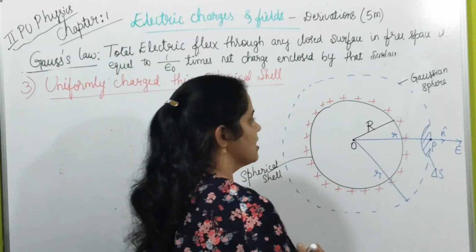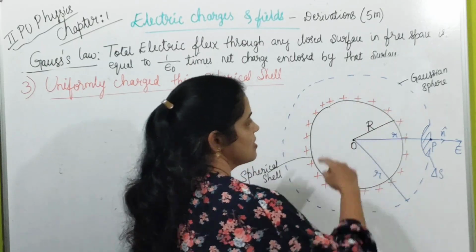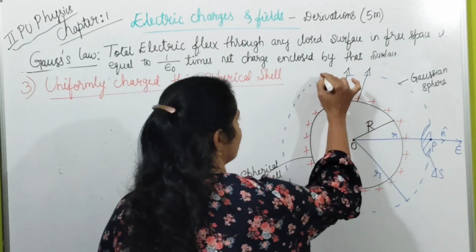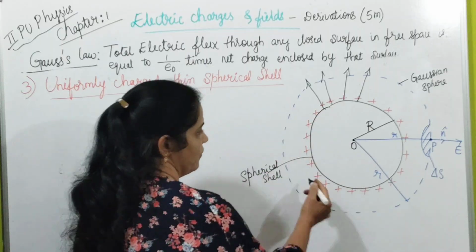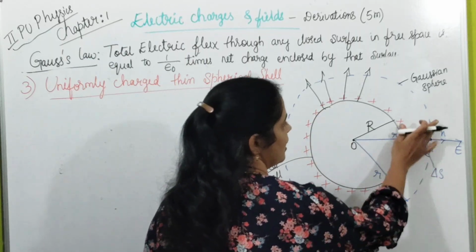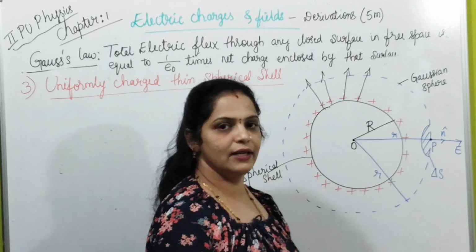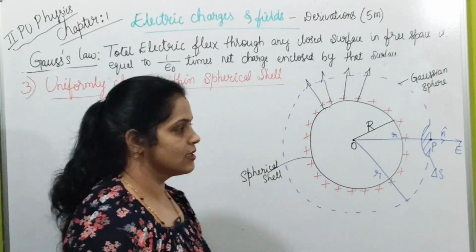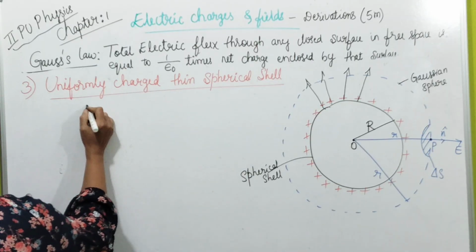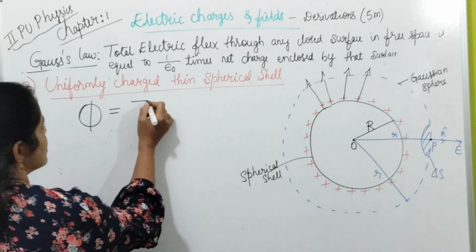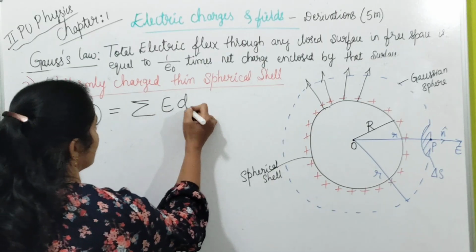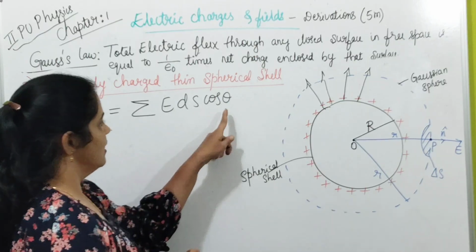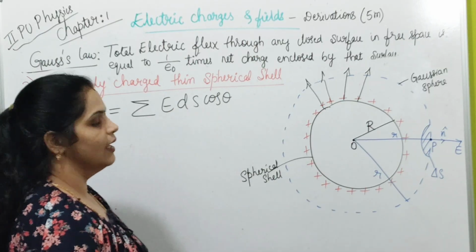Now here let us calculate flux. Flux means, what is the direction of electric field lines? Electric field line starts from positive charge. That means it is outward normal, right? So electric field lines act in this direction, normally outward. So we need to find out the total number of electric field lines passing through Gaussian surface. So that is called as flux, total flux. So how to find out total flux? Total flux is equal to summation E ds cos theta. Here theta is angle between electric field and area.